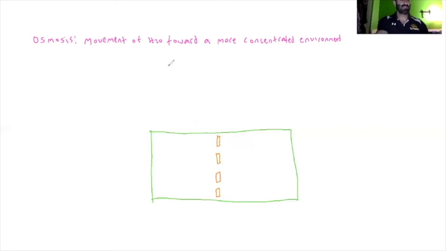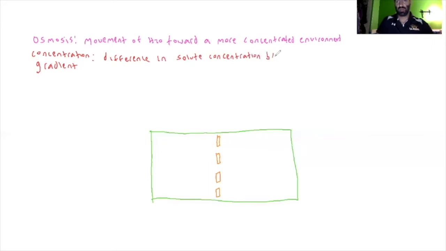And let's go ahead and define that too. What is a concentration gradient? So concentration gradient is going to be a difference in solute concentration between two sides.